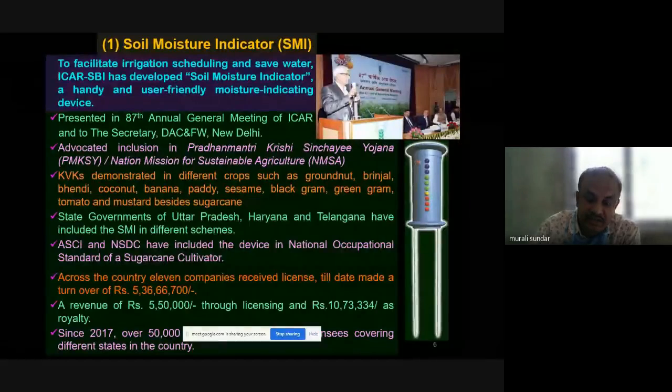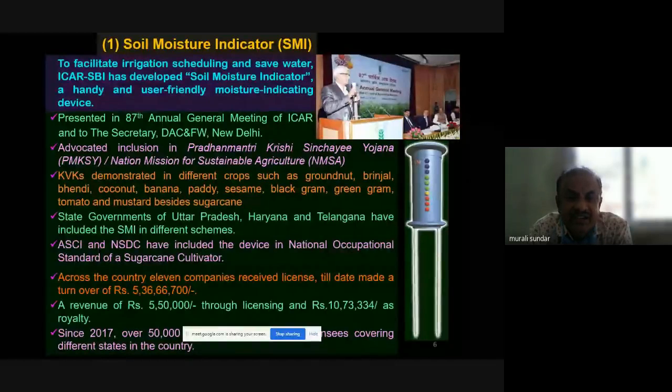So once the soil moisture sensor was developed, we popularized it throughout the country through different meetings. It was presented in the 87th annual general meeting of ICAR and to the Secretary, DARE and Farmers Welfare, New Delhi. We advocated its inclusion in the Pradhan Mantri Krishi Sinchayee Yojana and the National Mission for Sustainable Agriculture.